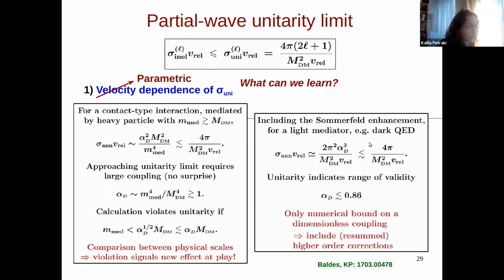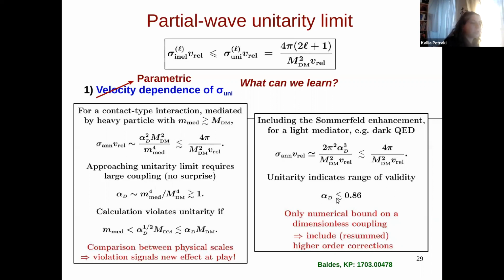So if we now include the Sommerfeld effect, as we saw before, the scaling of the cross-section is very different. And when we bound the cross-section with the unitarity limit, what we find is that, of course, at large enough couplings, unitarity is again violated, meaning that our calculation fails. This happens at a constant value for a dimensionless parameter. Of course, we need to do something at this point to correct our calculation. But this is very different from the situation we had before.